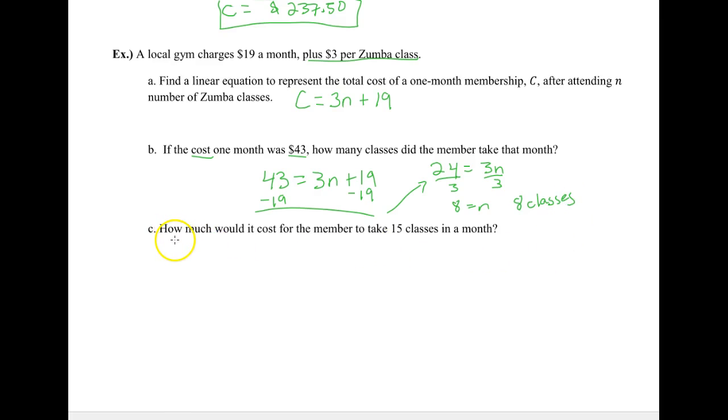Part C asks, how much would it cost for the member to take 15 classes? So we know they're taking 15 classes. We know N is 15. We don't know the cost. So we leave C as a variable, replace N with 15, and we still have that fixed cost of $19. So now 3 times 15 is going to be 45. Plus that 19, and we end up with it costing $64.